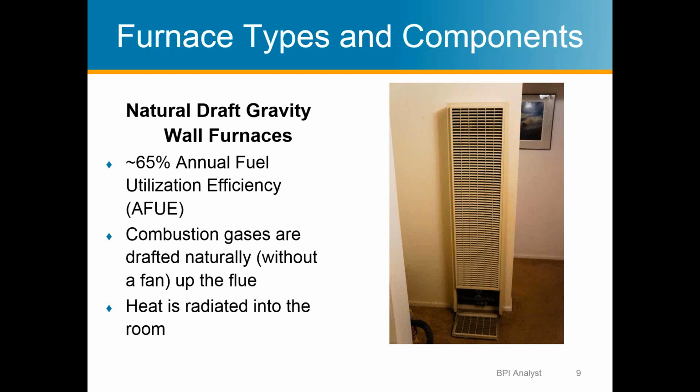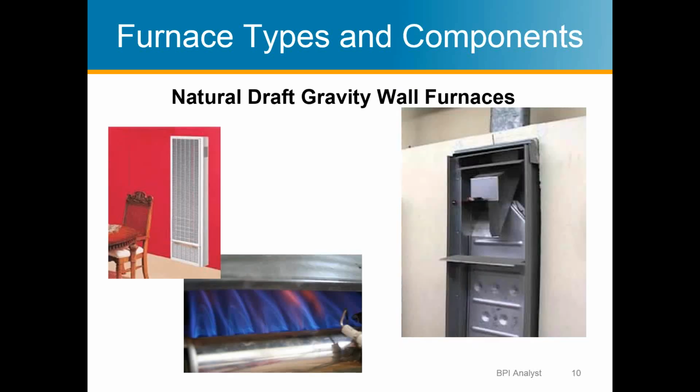So if you got these any more efficient, then you would need to do something else to help get the combustion gases out of the unit or out of the home. And then the heat is just transferred by radiation and convection, essentially, in the home. Mostly convection. So a ceiling fan or something would work well here to help spread the heat in the home. So a couple other pictures of natural draft furnaces.